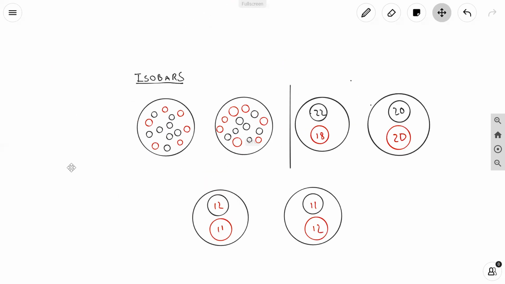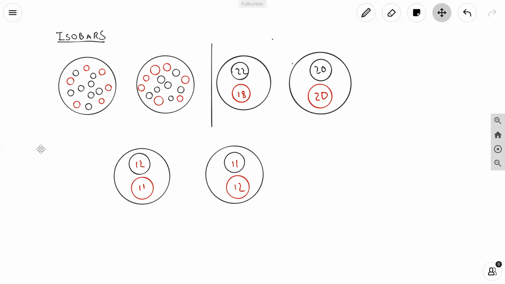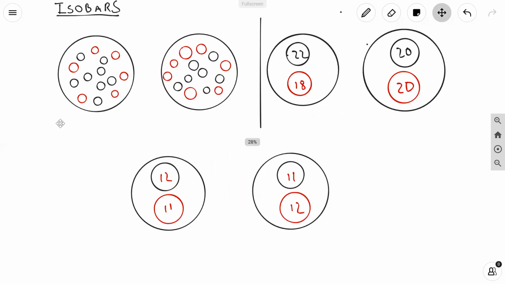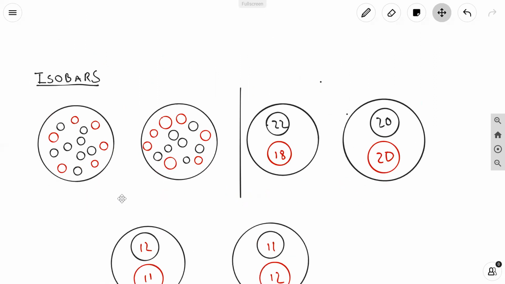Okay, now we have isobars. Isobars are just the elements which have the same mass number and different atomic number. So basically, if you count the number of particles inside the nucleus of any two isobars, it will be equal, which means the number of protons plus neutrons is equal, which means the mass number is equal in isobars. So first, you can just do this small exercise.